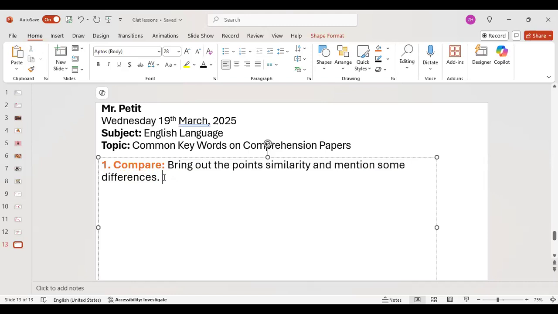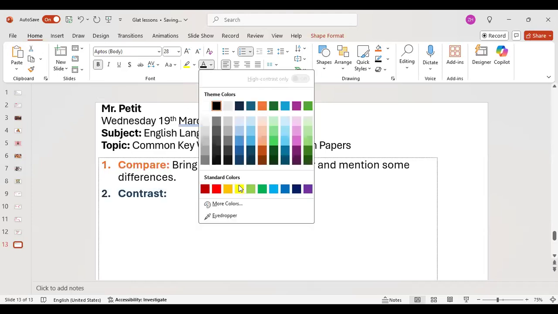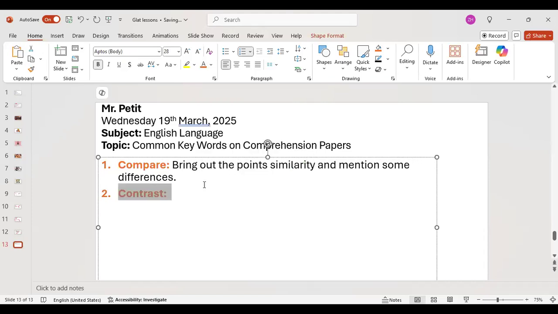Okay. Now when they say contrast, what does that mean? So we know that comparing is bringing out the similarities primarily and highlighting the differences, right? But when we say contrast, what does that mean? Hello? Are y'all there? Find differences. Tell the differences between them.